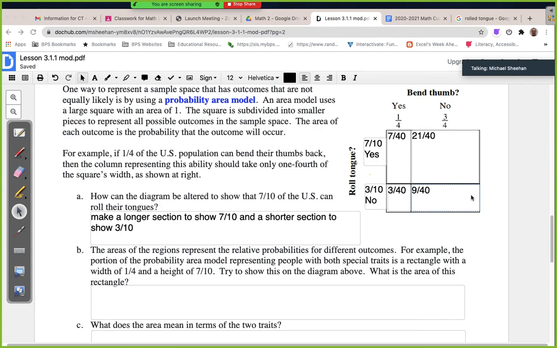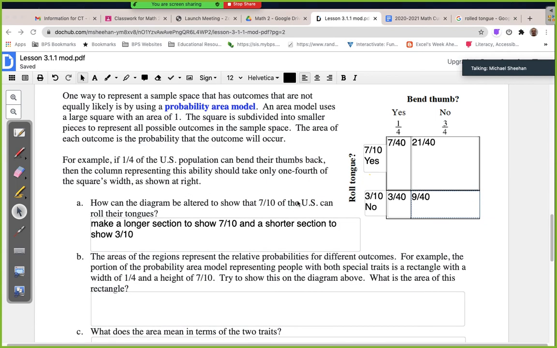Is this making sense, guys? So how'd you get 3/10? Oh, because they said that if 7 out of 10 people can roll their tongues, then that must mean that 3 out of 10 people cannot. Does that make sense? Yeah.